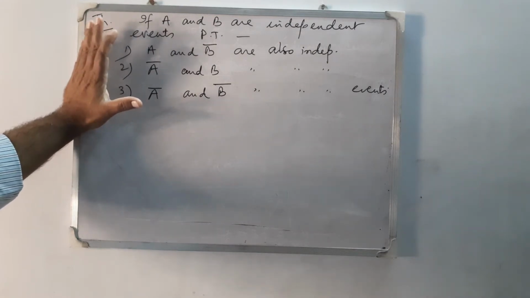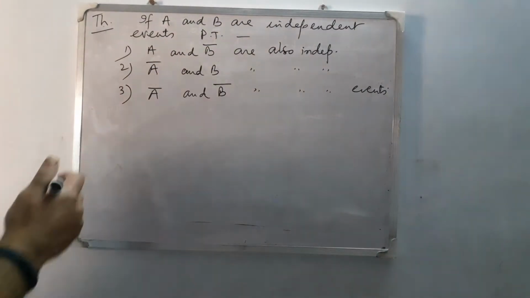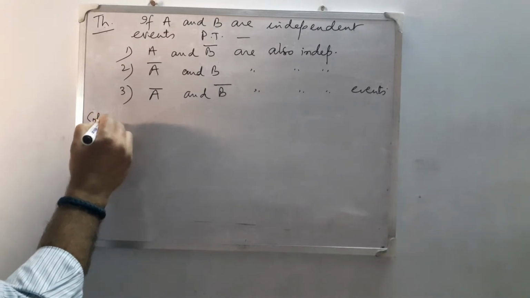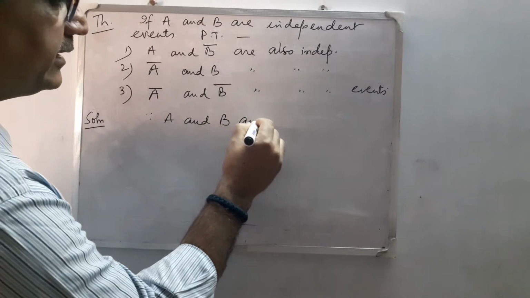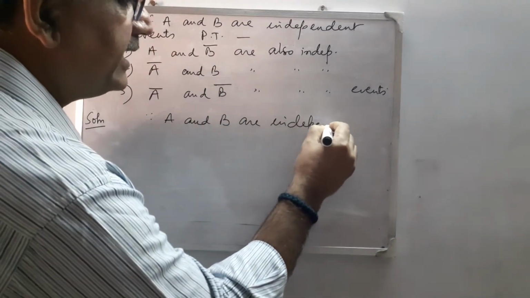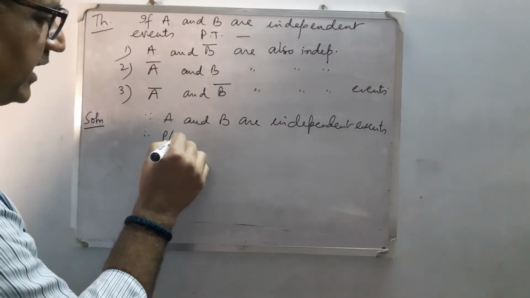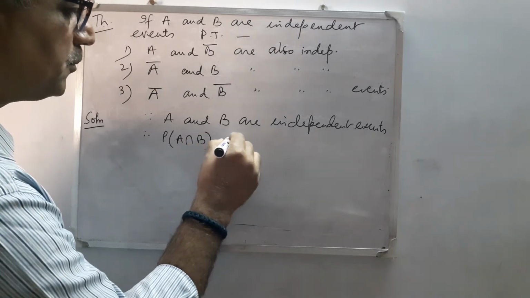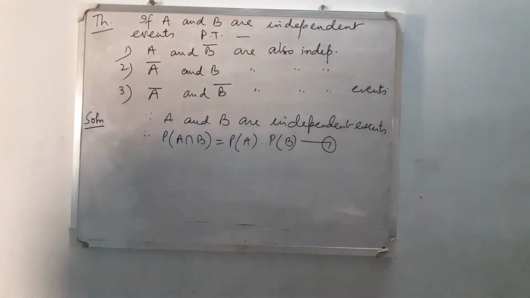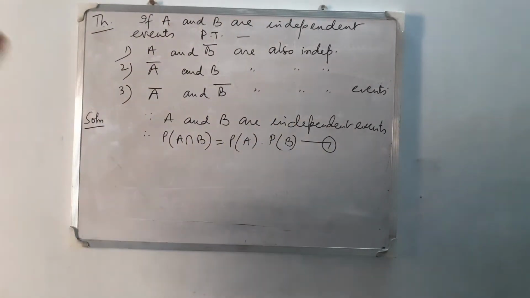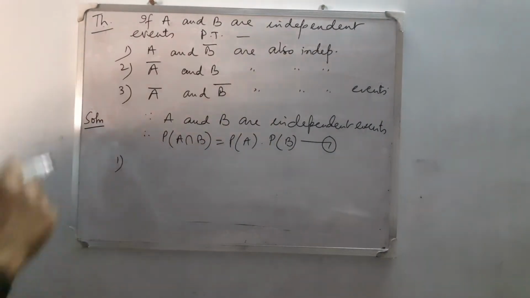Now, how to prove them one by one? You see here, it is given that A and B are independent events. So, to start the theorem, we write, since A and B are independent events, therefore P(A intersection B) is equal to P(A) into P(B). So this is the first result which we have, because A and B are independent. Now what we have to prove? In the first case, we have to prove that A and B bar are independent.